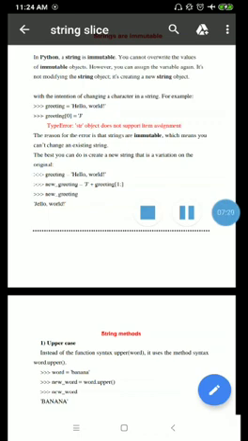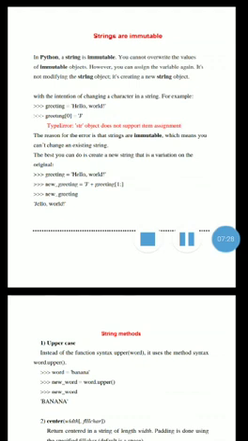If you try to print the new string, the output will be jello world. Now a new object has been created. That is the reason it is called strings are immutable. It means that you cannot override the values of an immutable object, but you can assign the variable again. It's not modifying the string object, but you are creating a new object. That's all about strings being immutable. Thank you.